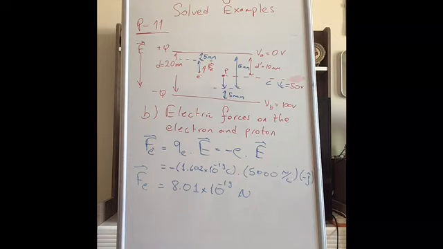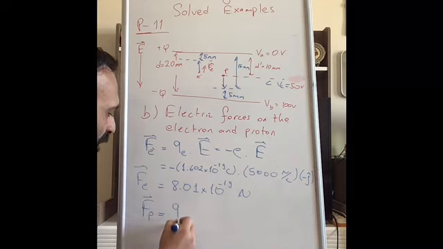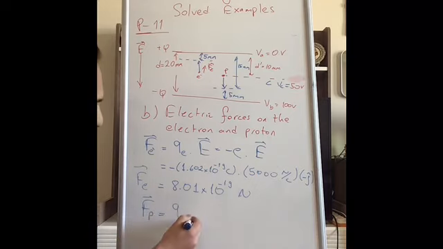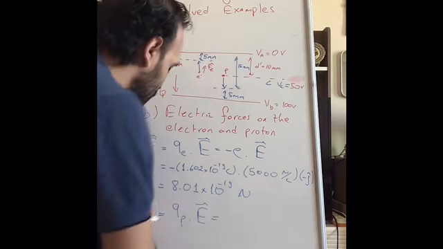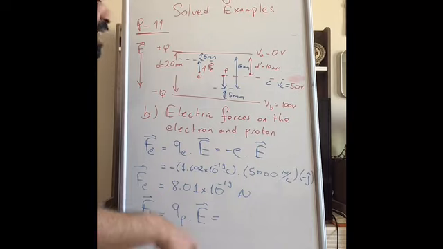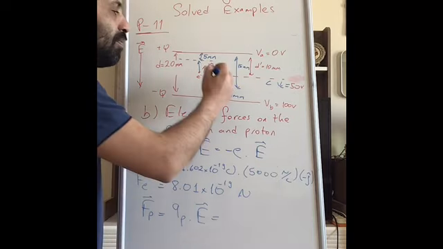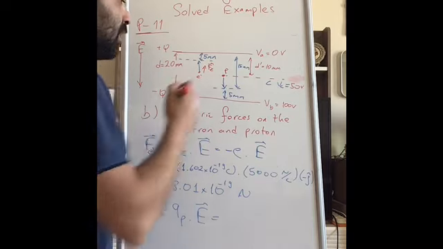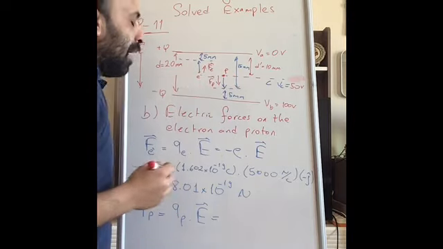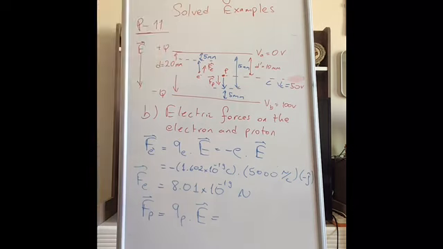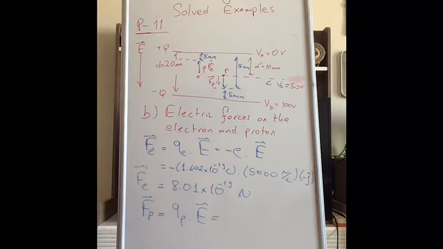Now, similarly, we can calculate the electric force on the proton, and it is going to be the multiplication of the charge of the proton times the electric field. And we know the proton has a positive charge, so the force will be in the same direction as the electric field. So the electric force on the proton will be downward here. And actually the magnitudes of the charges are equal to each other, just the sign is different between the electron and proton charges.